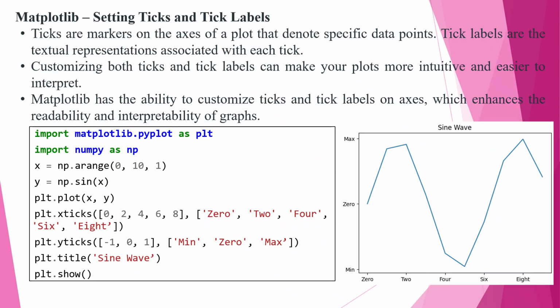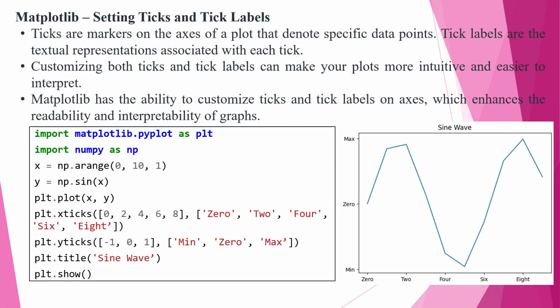This code shows how we can customize ticks and tick labels in a plot to make it more understandable. First, we generate some data using NumPy and plot it using plt.plot. Then, instead of using the default numeric ticks, we used plt.xticks to manually set the positions on the x-axis and give them custom names like 0, 2, 4, and so on.